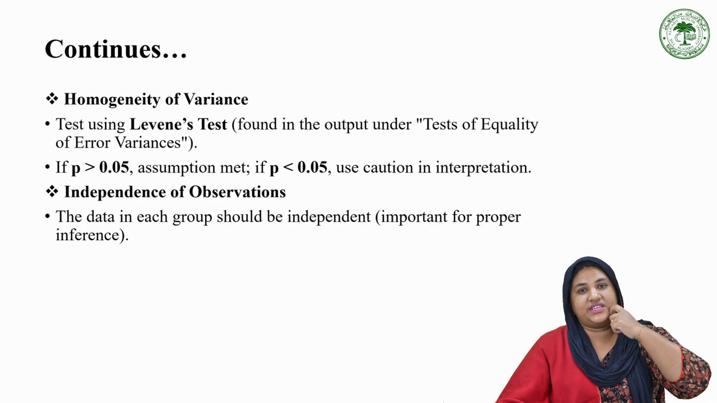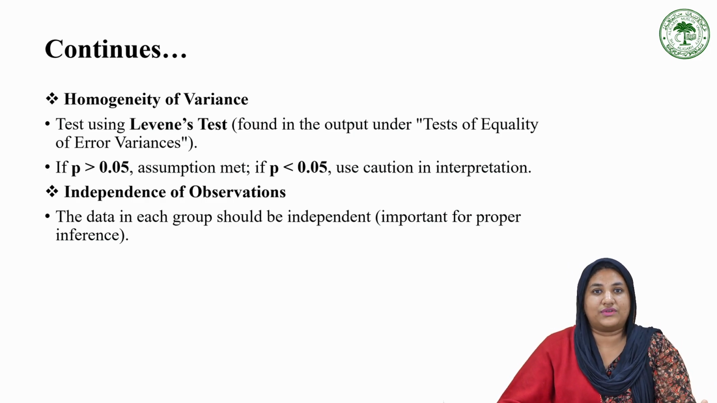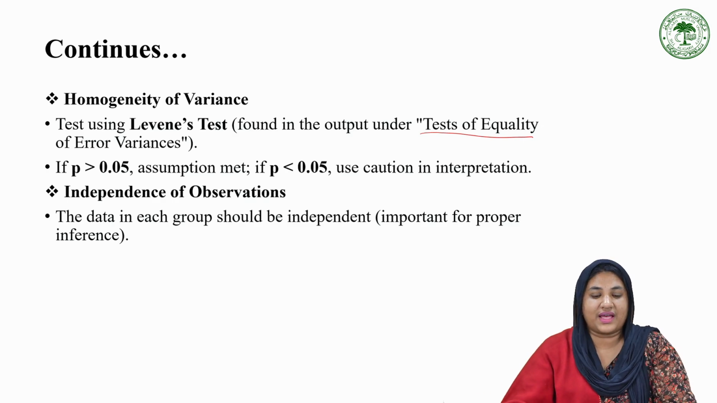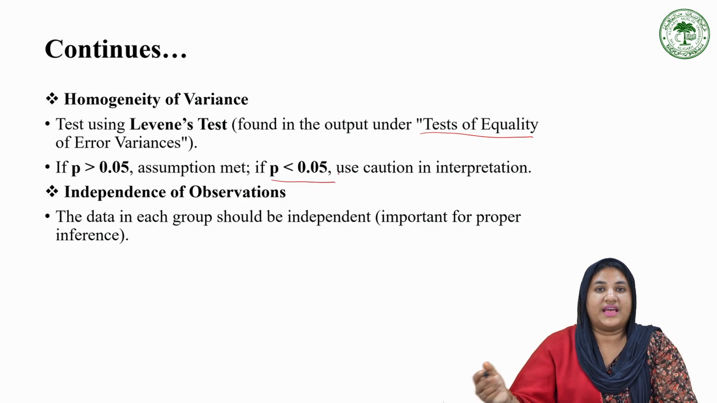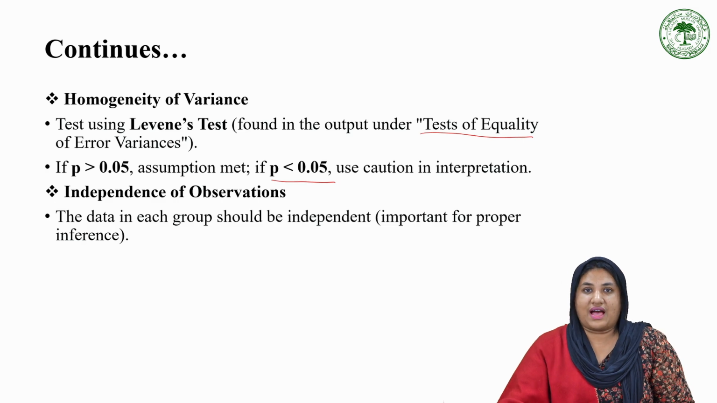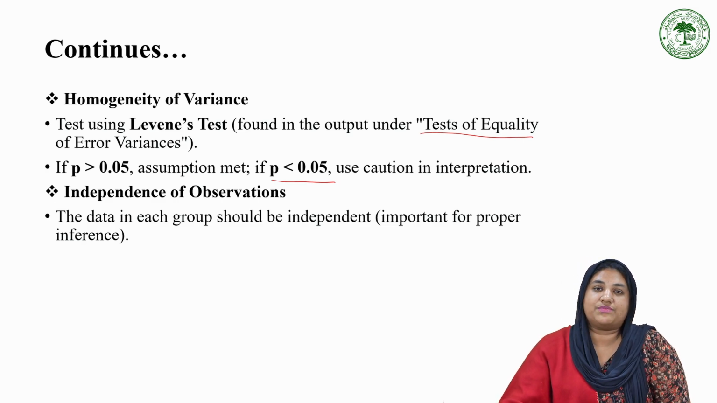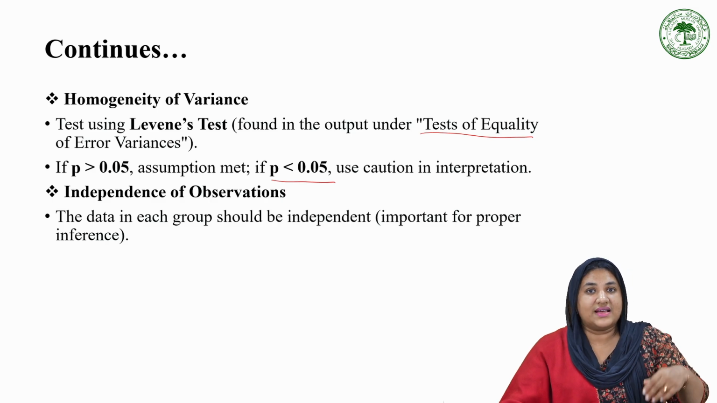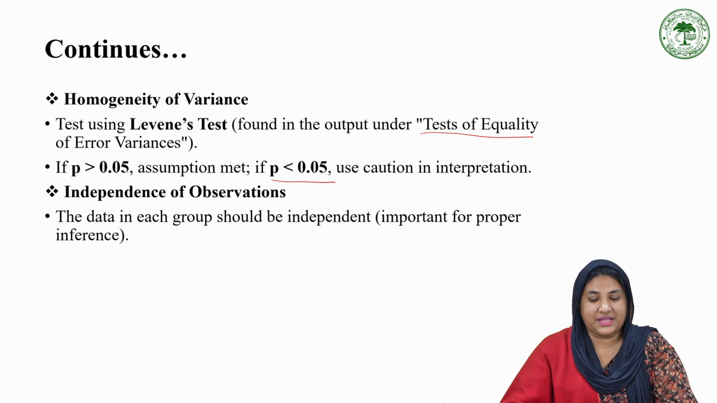Homogeneity of variance. We have checked Levene's test of homogeneity of error variance. In this particular discussion, we have used Levene's test only. So test using Levene's test found in the output under the test of equality of error variances. If the p-value is greater than 0.05, as our value was, the assumption is met, and if it is less than 0.05, you have to be very conscious in the interpretation, which means that your assumptions are not being fully satisfied. That is the interpretation to be given there.